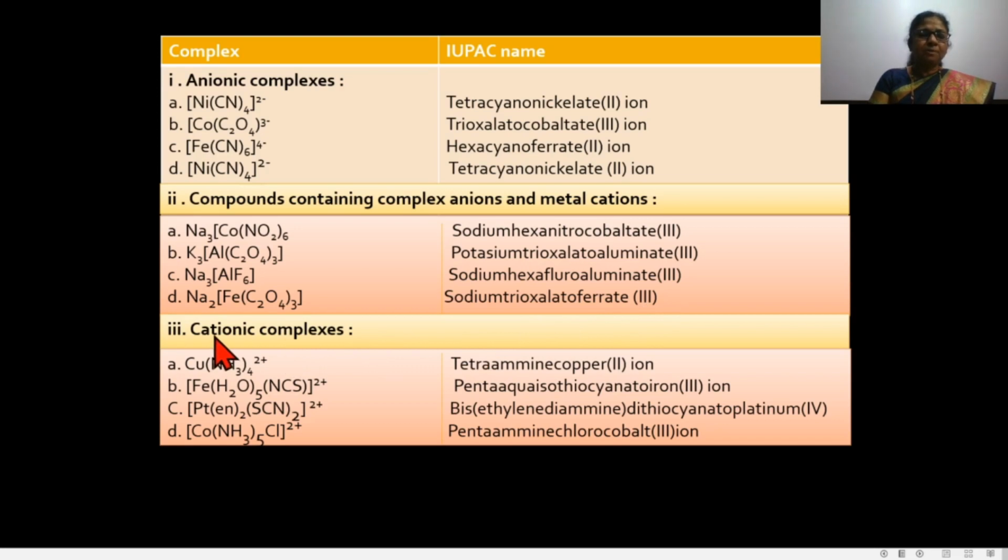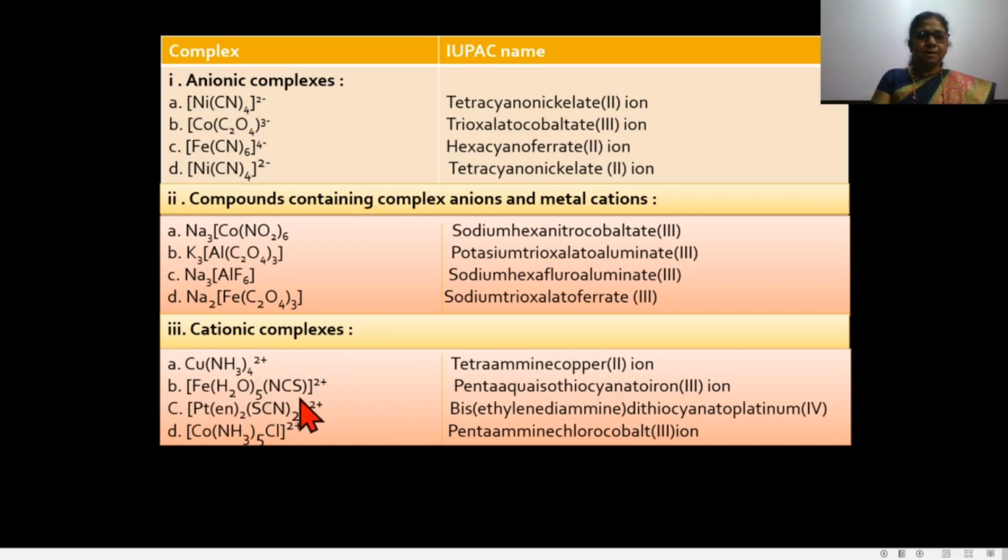Now if the complexes are cationic, then how is it? For example, there are ligands. How many? 4. Which ligands? Amine. Then the name of this complex is tetraamminecopper. Name the metal ion as it is, copper. Then write the oxidation number, 2.